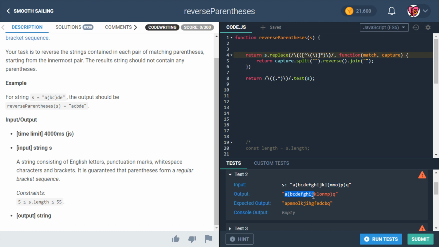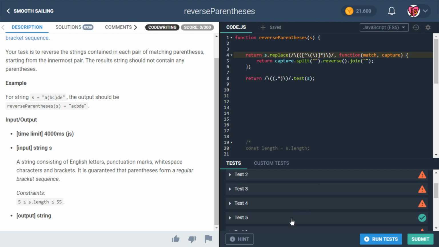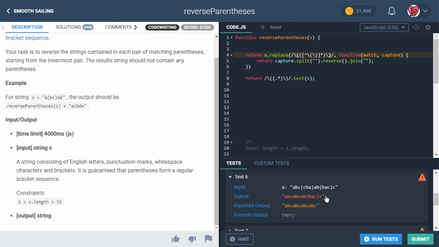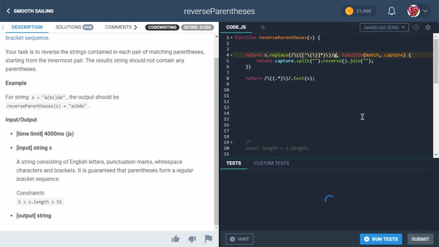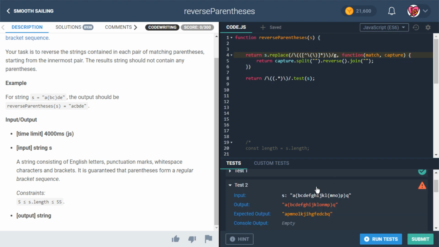But now we still have this outer group here, so we're going to have to find a way to deal with that. And furthermore, if we go down to test 6 over here, we didn't match all of them. We flipped this one, we didn't flip this one. Maybe we can handle that by just putting the G on the end there, just to make sure it's going to capture all of them in one pass.